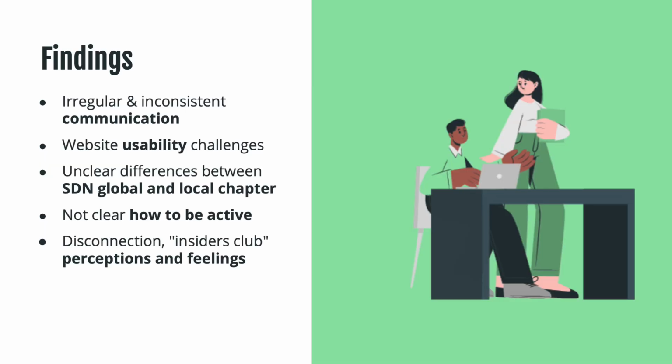So both surveys conveyed communication issues. Website is hard to understand. It's unclear if they are a local or global member. Lack of access to content, transparency issues. People were kind of feeling disconnected from the community in a way. People felt a bit lost in what was their role, what they could get from the community, and how they could actually be active and participate within the community. So these were our initial findings from our research.